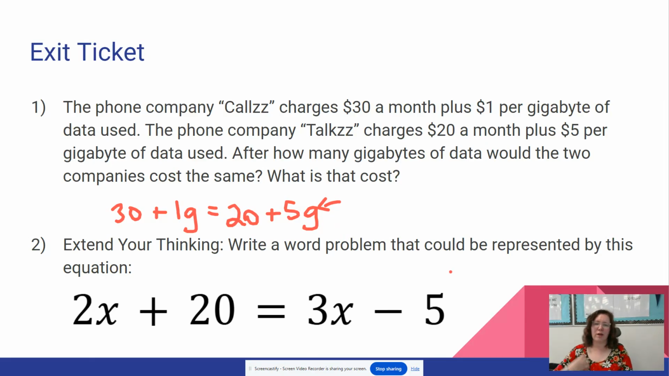Extend your thinking: write a word problem that could be represented by this equation. I like to think about money often, so it certainly could be someone has $20 and is saving $2 a week. Someone is in debt $5, but they're saving $3 a week. That's an example, but certainly not the only one.